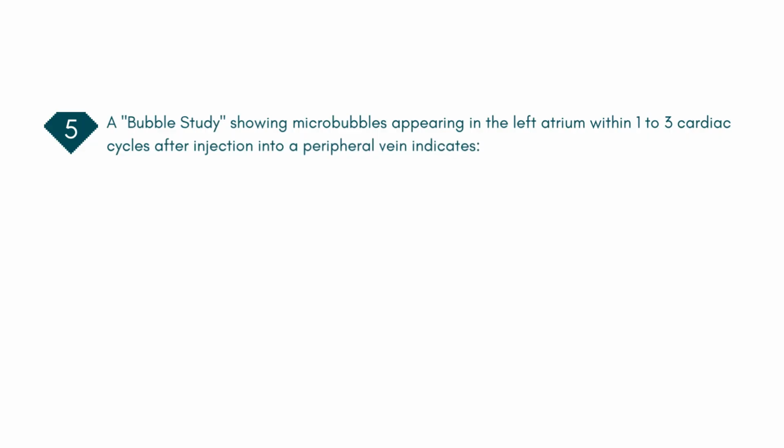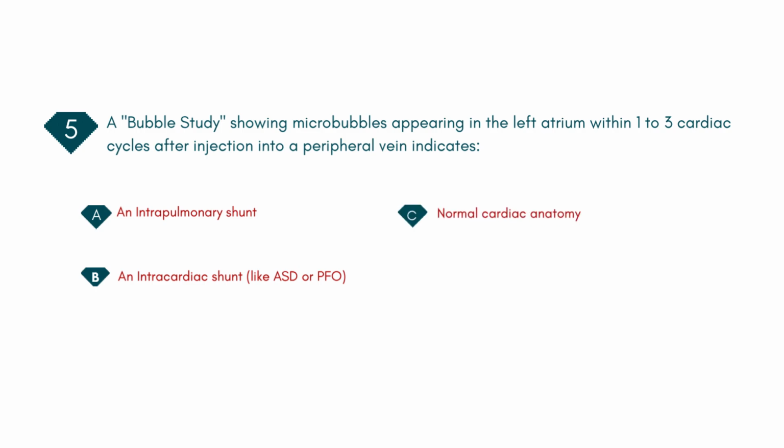A bubble study showing microbubbles appearing in the left atrium within 1 to 3 cardiac cycles after injection into a peripheral vein indicates: A. An interpulmonary shunt. B. An intracardiac shunt, like ASD or PFO. C. Normal cardiac anatomy. D. Tricuspid regurgitation. Answer: B. An intracardiac shunt.